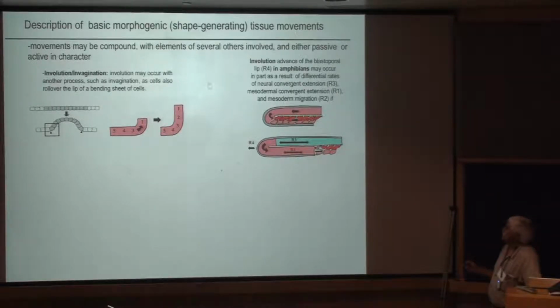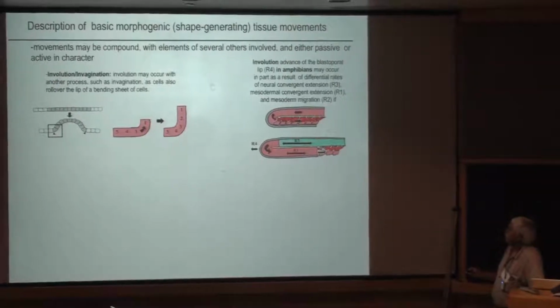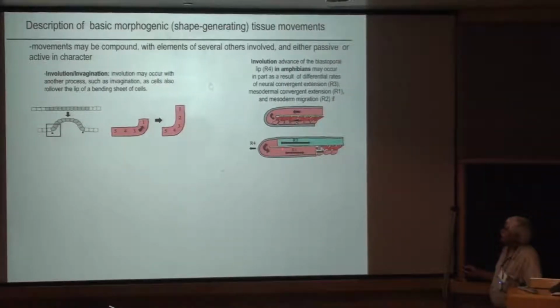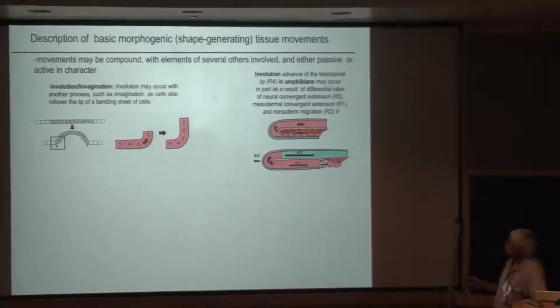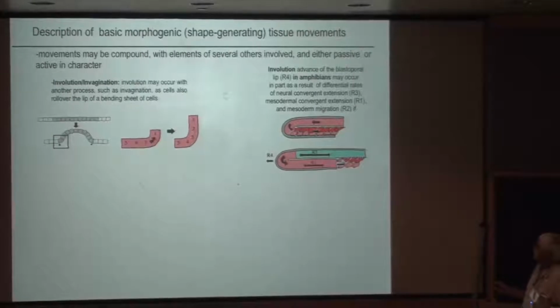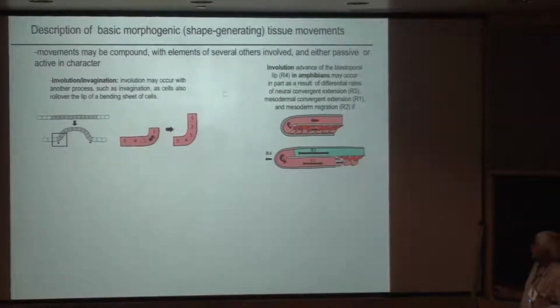Involution is a compound movement. In the frog, you looked at this lip. It was advancing over the yolk plug. It's made up of a bunch of components. The neural plate here is extending very rapidly. This region here rolls over the lip. Post-involution, it's converging and extending, and then it's being taken up here by directed migration.